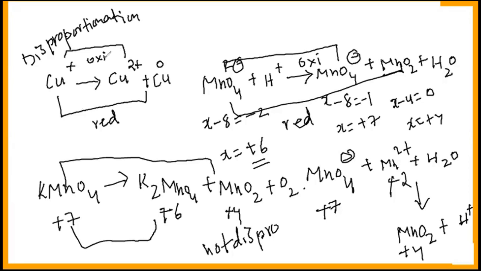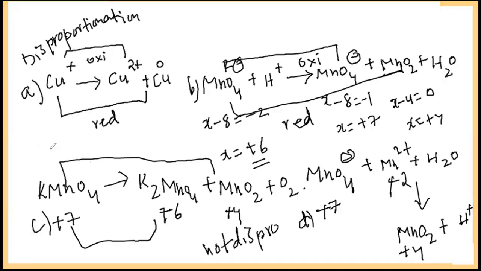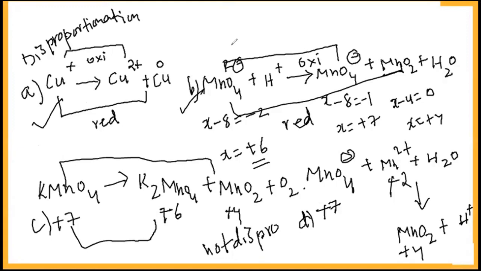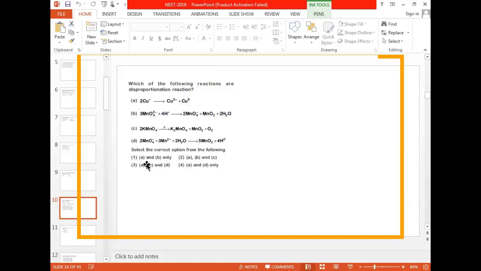Now, how many are undergoing disproportionation? If this is option A, and this is option B, option C, and option D, we can see disproportionation only in option A and option B. In the remaining ones there is no disproportionation reaction. A and B, you can see the disproportionation reactions.